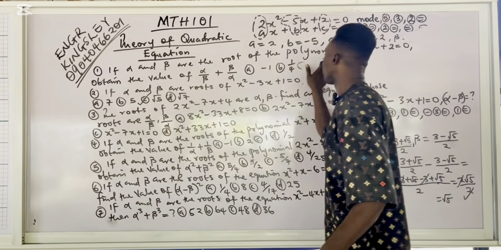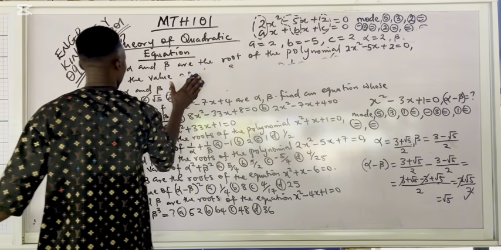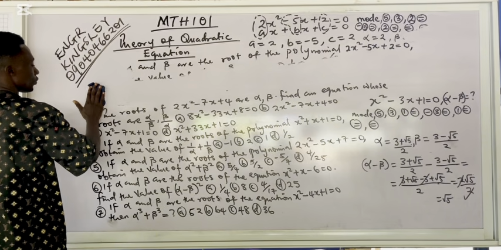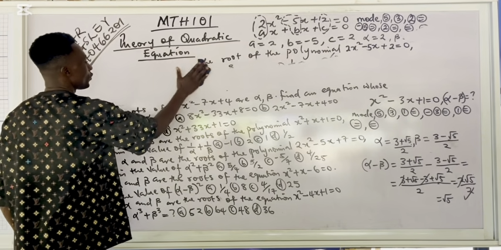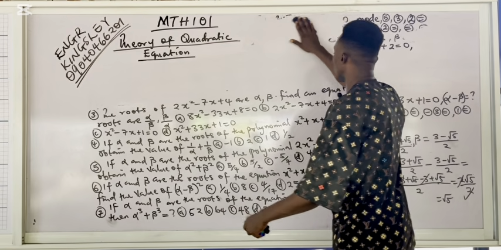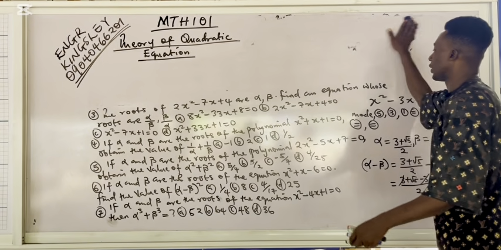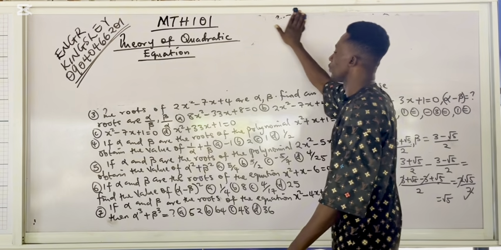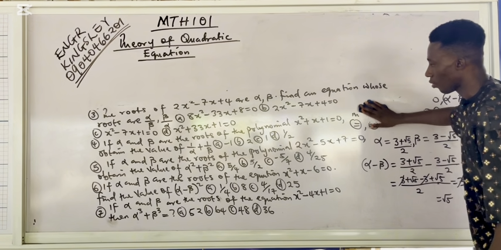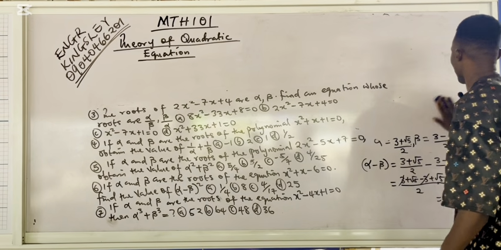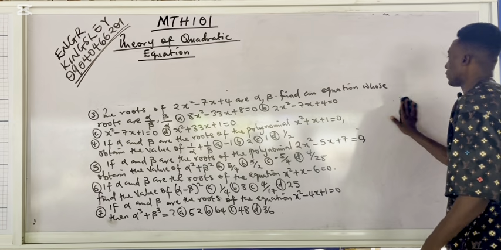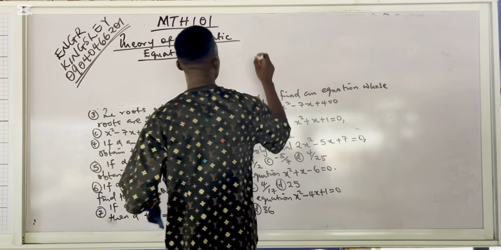So moving on, let's talk about question number 3. In question number 3, they said the roots of 2x squared minus 7x plus 4 are alpha, beta. Find the equation whose roots are alpha all over beta, comma, beta all over alpha. Okay, the sweetest way to do this is to write the equation down.